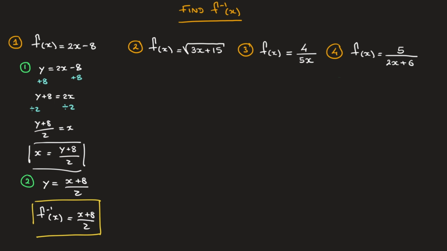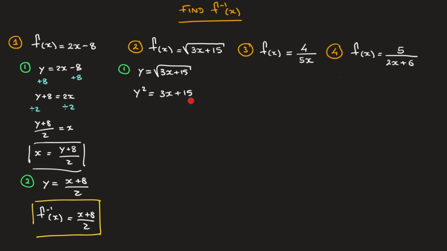We have f of x which equals the square root of 3x plus 15. Well, again, I follow the same 2 steps. So that's step 1, I start with y equals the square root of 3x plus 15, and I rearrange this to make x the subject. Now looking at this, x is stuck underneath this square root. So the first thing I do is I square both sides of this equation to get rid of it. So this becomes y squared equals 3x plus 15.